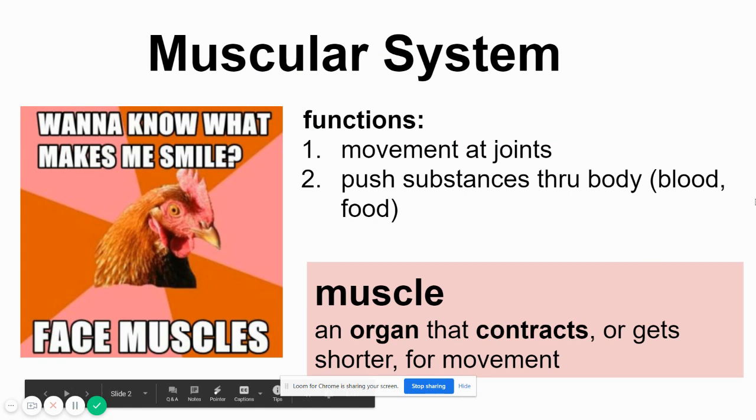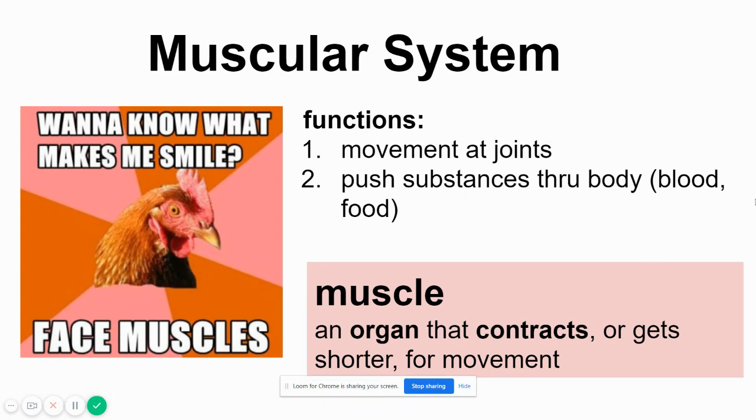We are talking about the muscular system today. And there are two main functions of our muscular system. One is to allow movement at your joints, helps to move your bones. And number two, it helps to push substances through your body. So this is mostly going to be blood and food. When we're talking about muscle, just to give you a formal definition here, we're talking about an organ in your body, and it's going to be able to contract or get shorter. So it's pulling itself, shortening itself. And that is going to allow for movement.